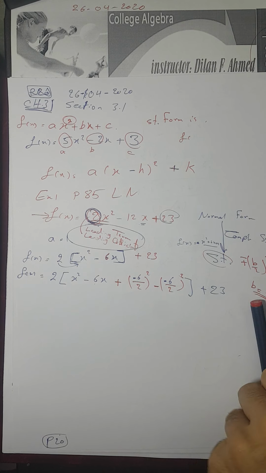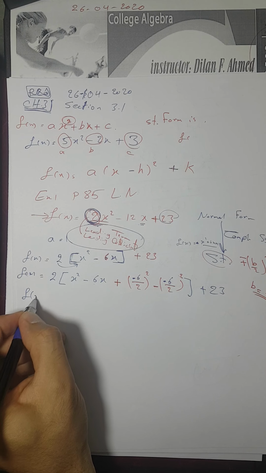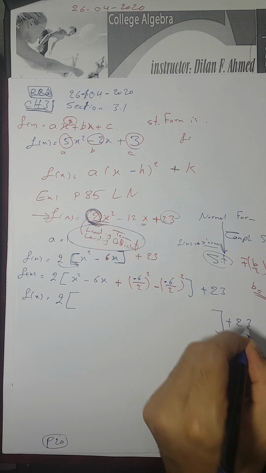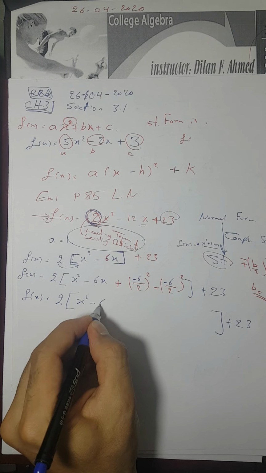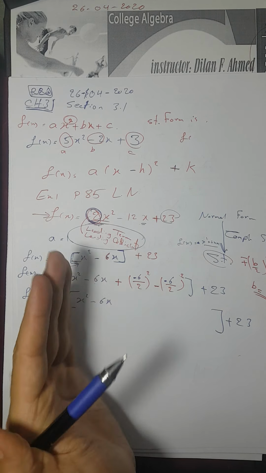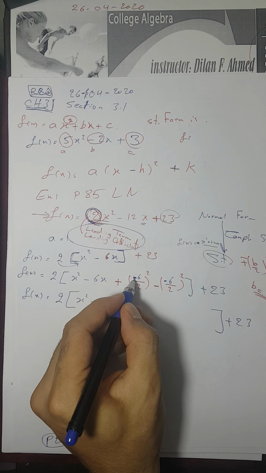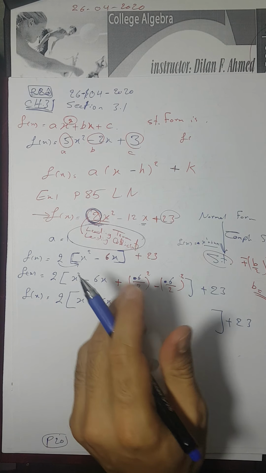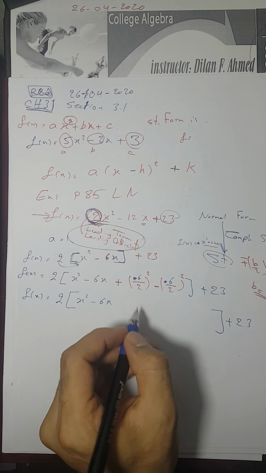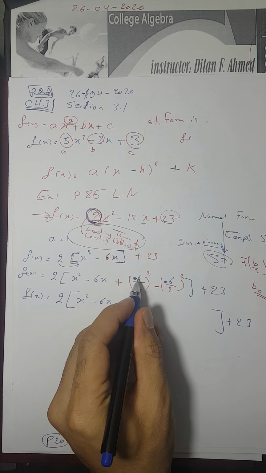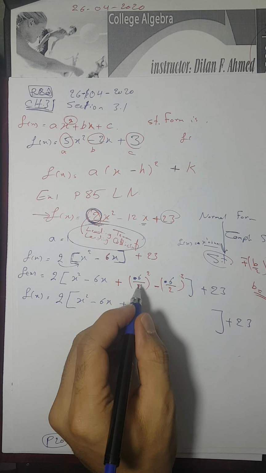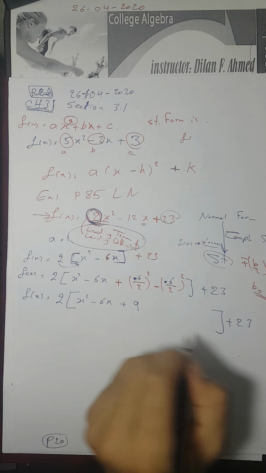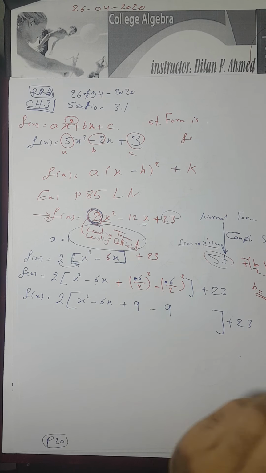Now what will I get in the next step? I will get 2x squared minus 6x plus 23. Can you see? We add and subtract. In mathematics, if you add and subtract the same object, it is equal to 0, but we don't leave it. We say plus 6 over 2 is equal to 3. 3 to the power 2, we get 9. So the same thing happens here, minus 9.